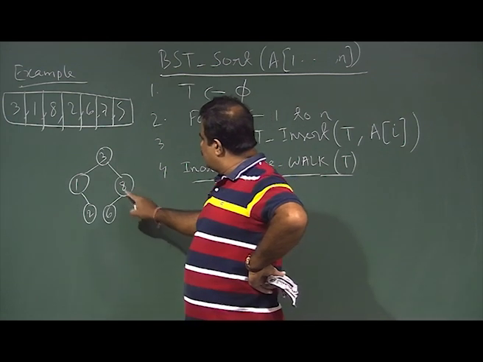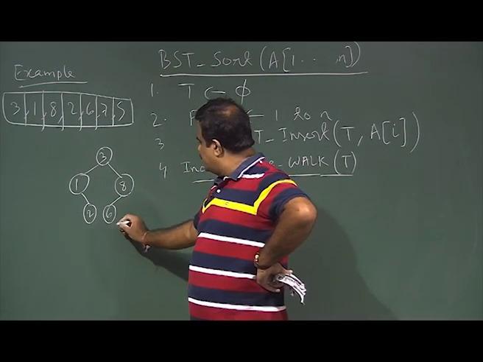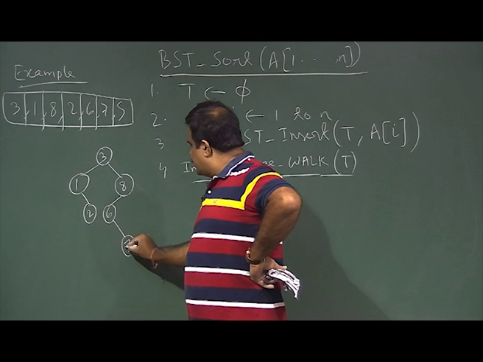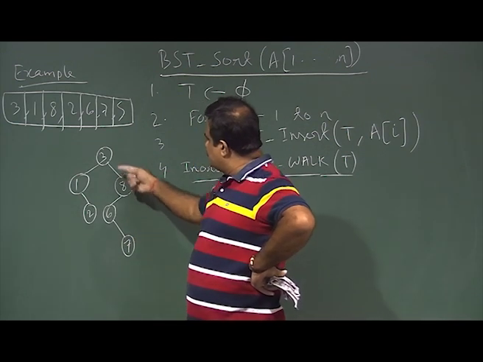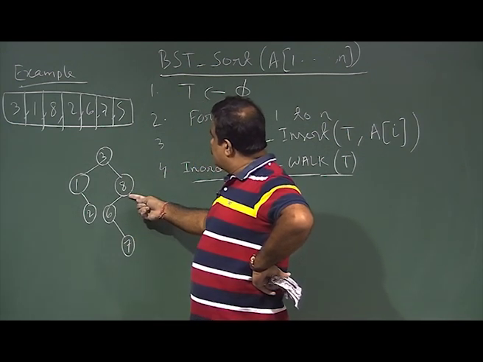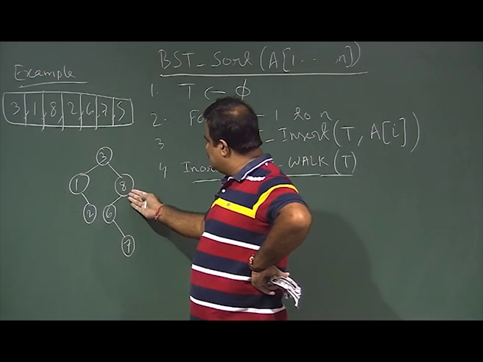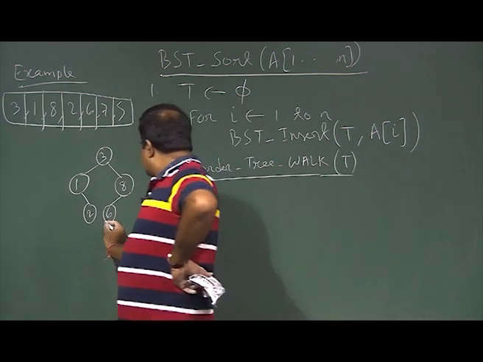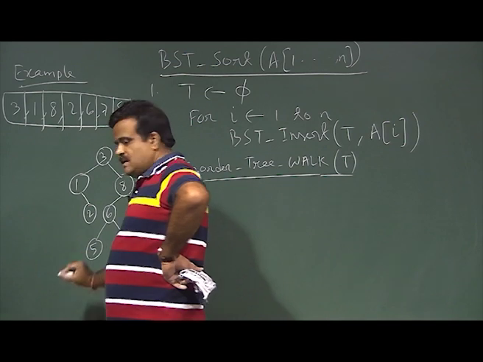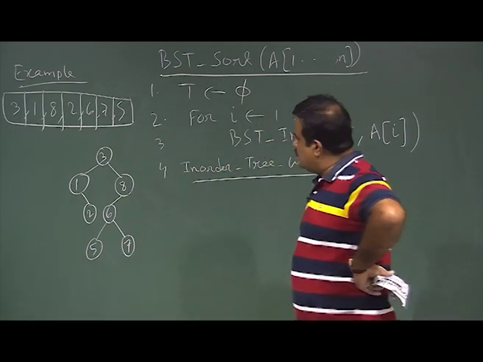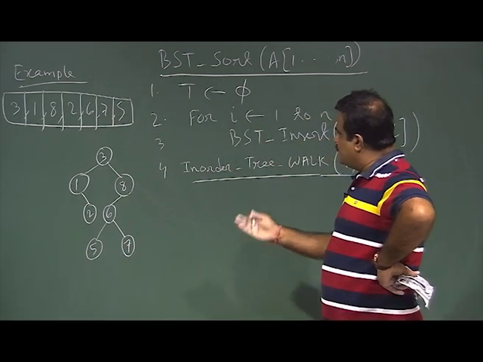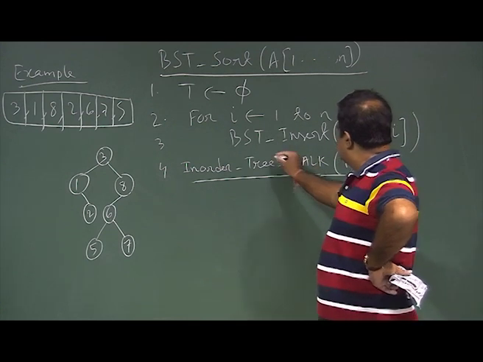7 is greater than 3 but less than 8. Again greater than, so we will put it here. Then 5. 5 is greater than 3 but less than 8, but again less than this. So this is the structure of the tree. So basically this is the BST insert.